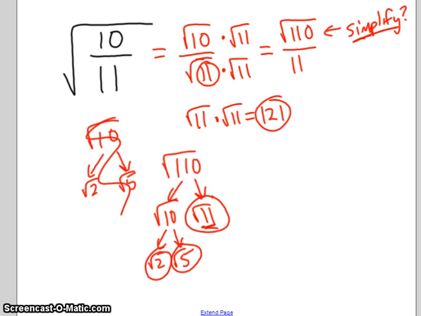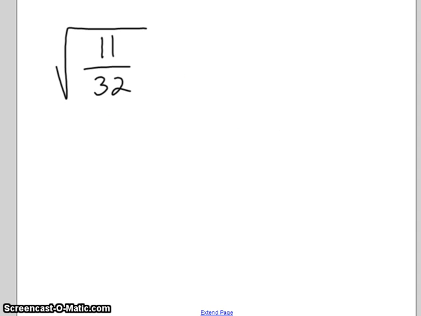And when we multiply all of them, there's nothing that comes out. So we can't simplify it. It's in simplest form. Two more slides here. The square root of 11 and the square root of 32. So, square root of 11 over the square root of 32.